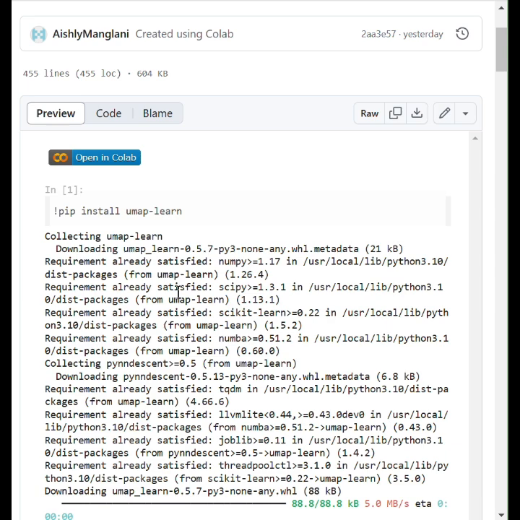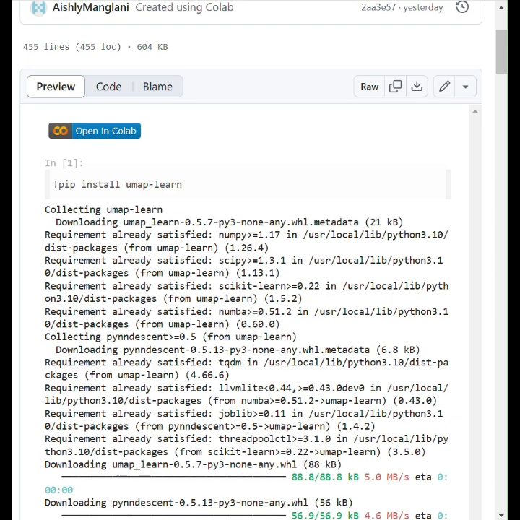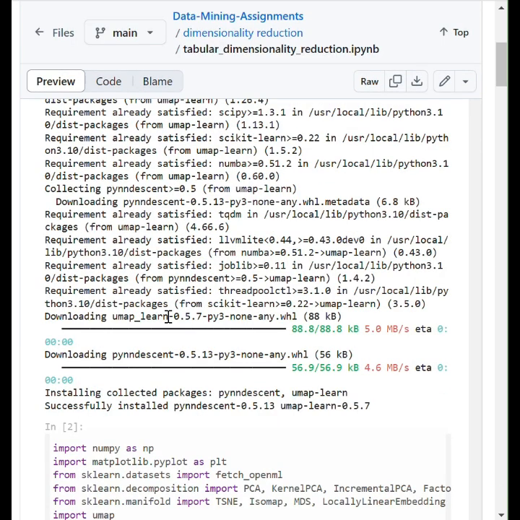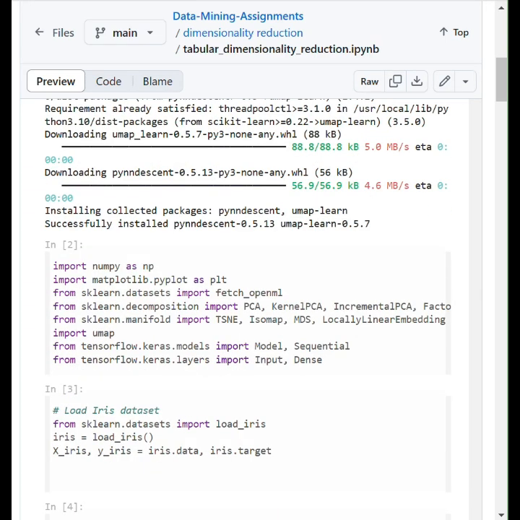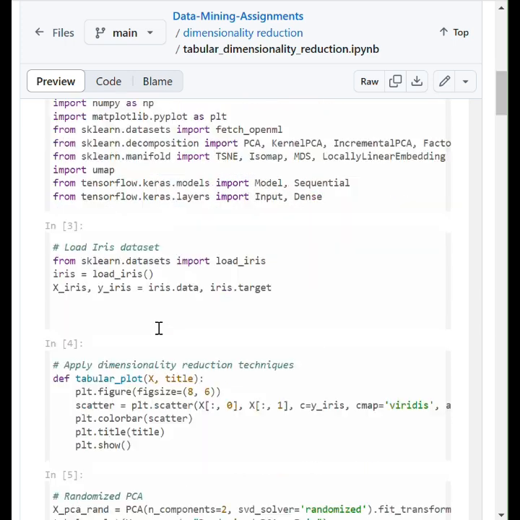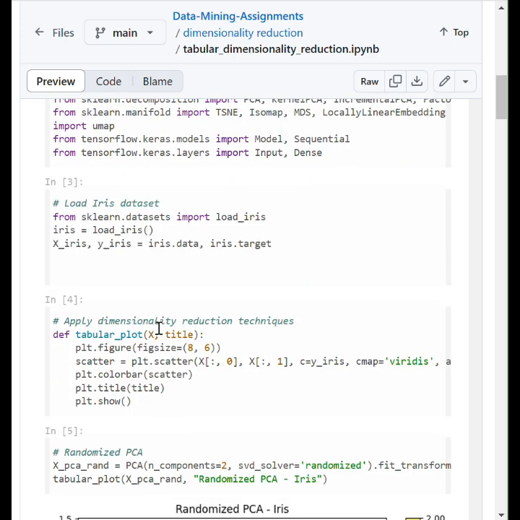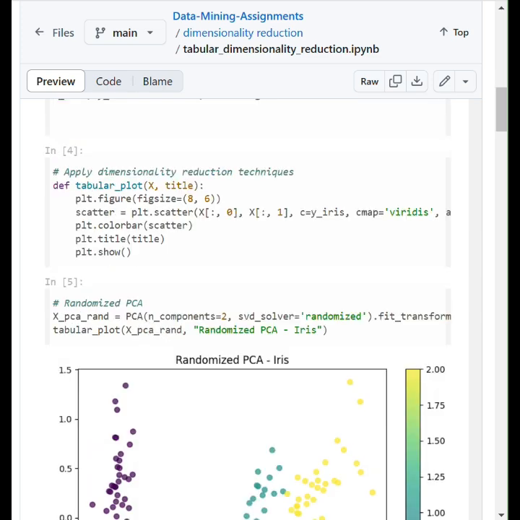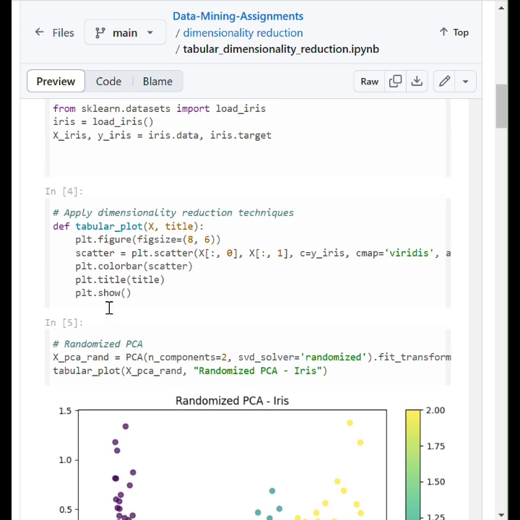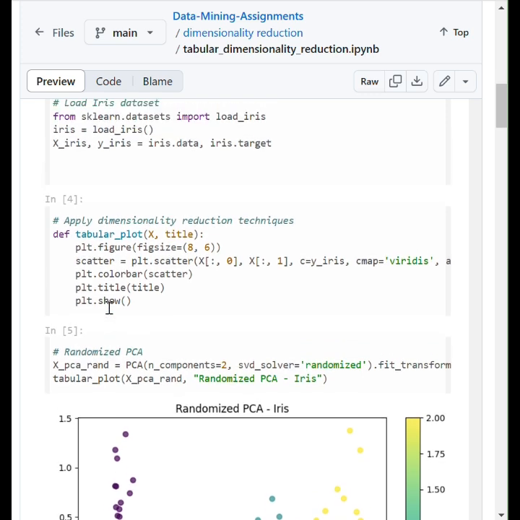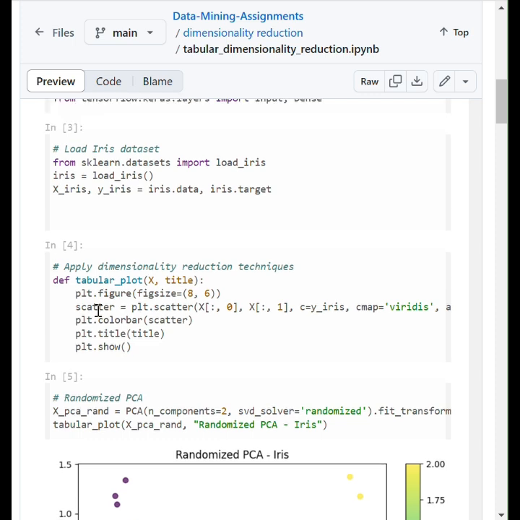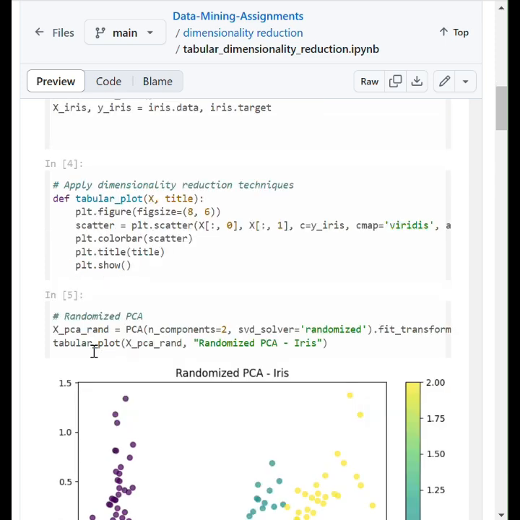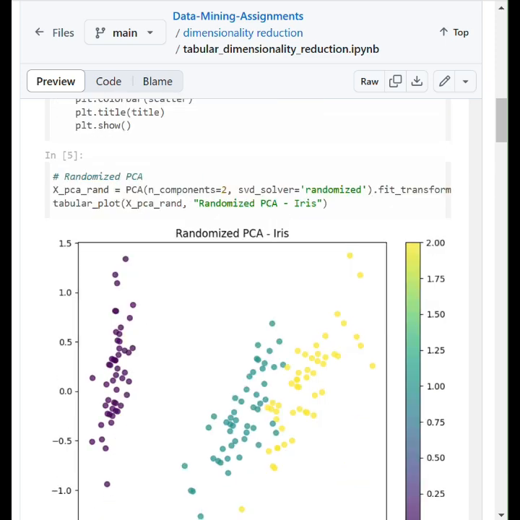Dimensionality reduction techniques on the iris dataset, which is a tabular dataset. We will use methods such as PCA, t-SNE, UMAP, ISOMAP, and autoencoders and analyze their impact on the dataset. The iris dataset contains 150 samples of flowers with 4 features: sepal length, sepal width, petal length, and petal width. Each sample belongs to one of the 3 species. First, we load the dataset using load_iris from sklearn. X_iris contains the features and y_iris contains the species labels. We aim to reduce these 4 features to 2 for visualization.